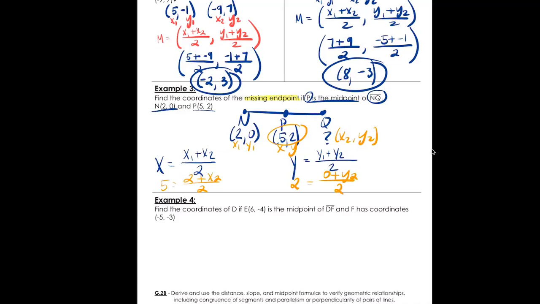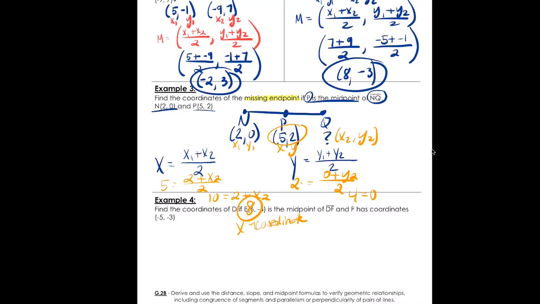Now for this, you can use MathPapa, the equation solver, and just simply put in 5 equals 2 plus X over 2 and see what it gives you for X. But to work it out by hand, you would multiply 2 times 5 is 10. 10 equals 2 plus X sub 2. Subtract 2 on both sides and you get 8. That's the X coordinate.